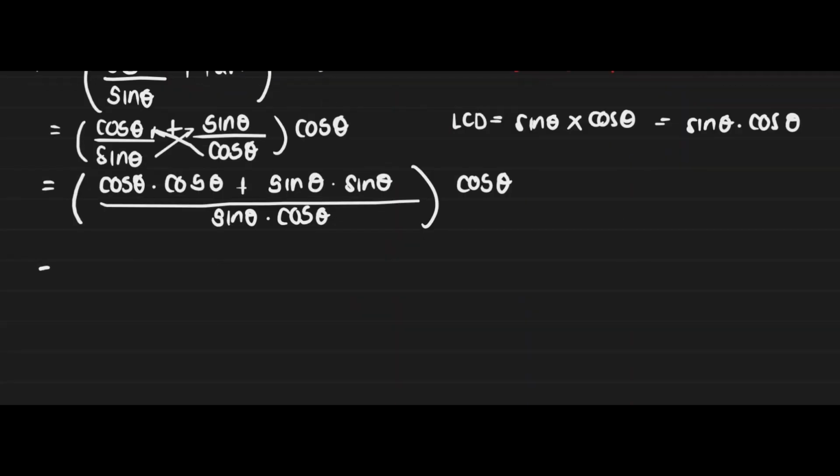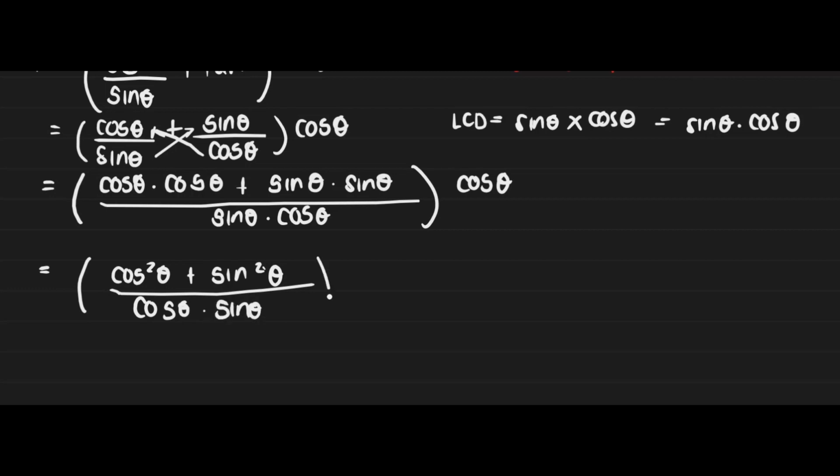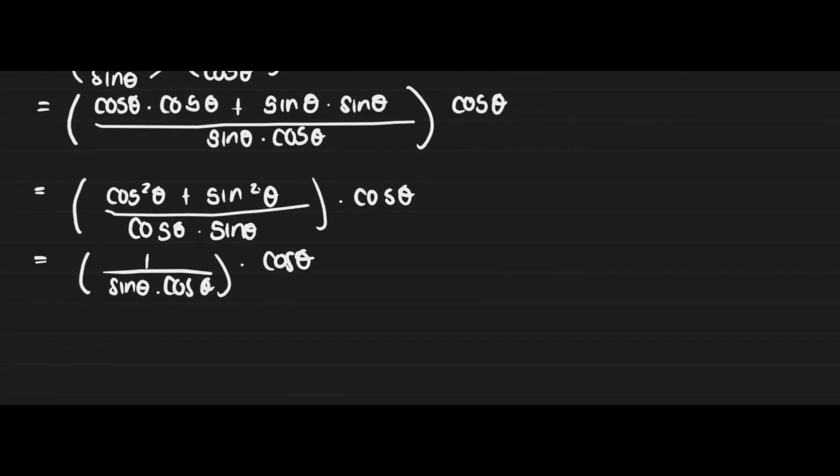When we move up, what do we see? Let's simplify this one. So open bracket again, it's going to be cos squared theta plus sine squared theta, right? Divided by cos theta multiplied by sine theta, close bracket, multiplied by cos theta. Cos squared theta plus sine squared theta is equal to 1. So let's simplify it. It's going to be 1 over sine theta multiplied by cos theta, right? Multiplied by cos theta. Then we're going to multiply the numerator by the numerator together, 1 multiplied by cos, which is going to give us cos theta divided by sine theta multiplied by cos theta.